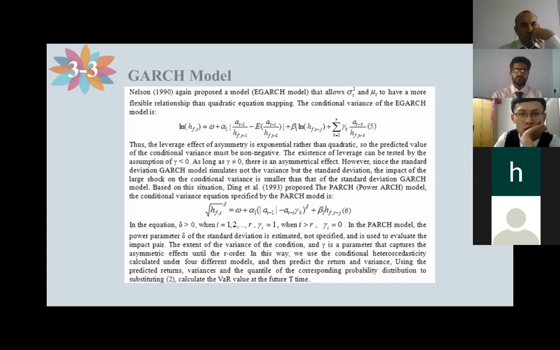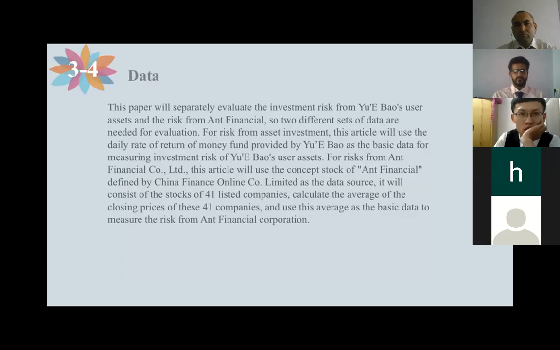For our research, we will create the four models and use the AIC value to select the optimal one to calculate the conditional variance and set up the VaR model. For the data, because we will calculate the risk from the investment and the risk from the financial corporation, we use two different data sets. We use the daily rate of return to represent the investment risk, and the average close price of the financial concept stock to represent the risk from the financial corporation.